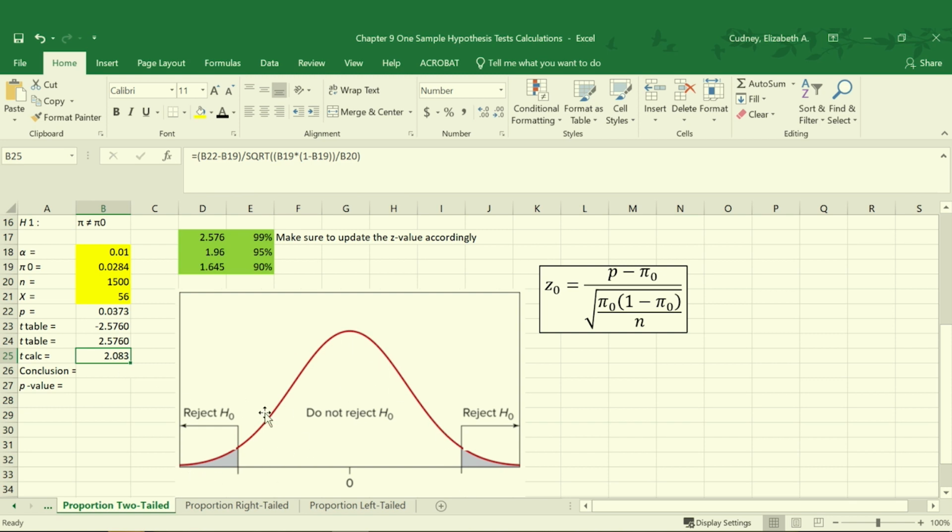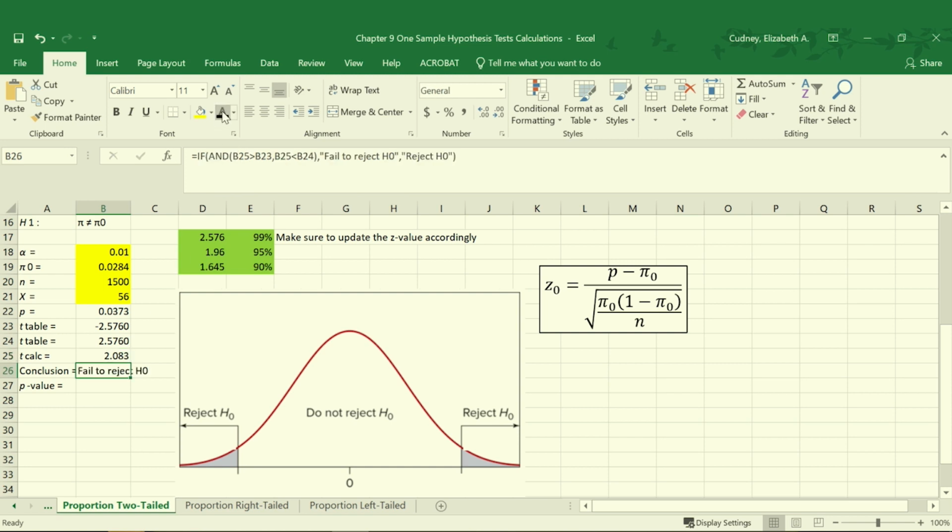So when we look at our distribution, since we're looking at the right-hand side, our t-calc is closest to our t-table on the positive side of 2.576, and our t-calc will be to the left of that, which falls on the do not reject the null hypothesis. So we're going to fail to reject the null hypothesis.